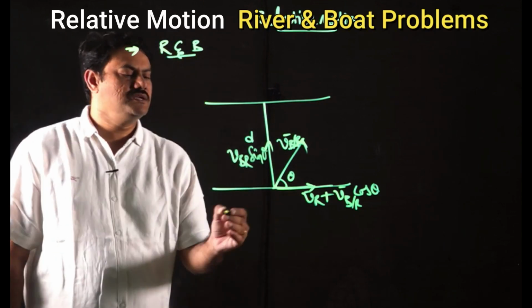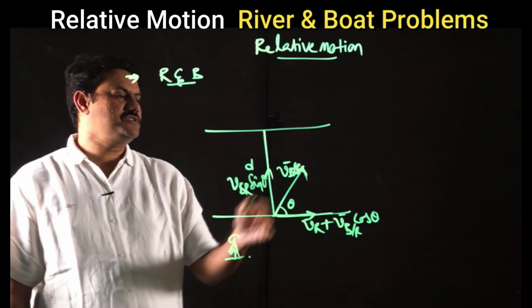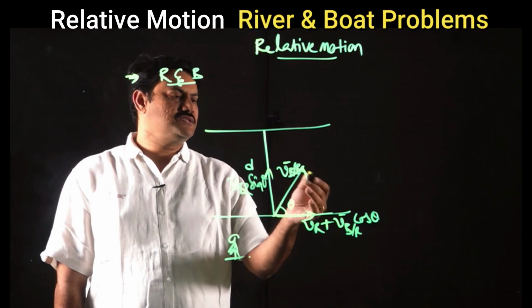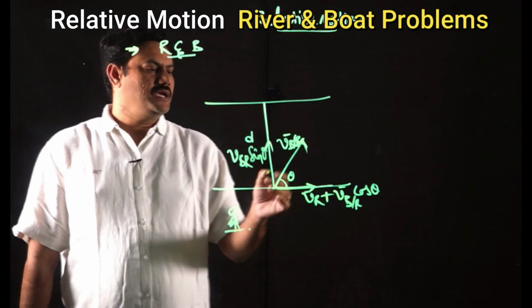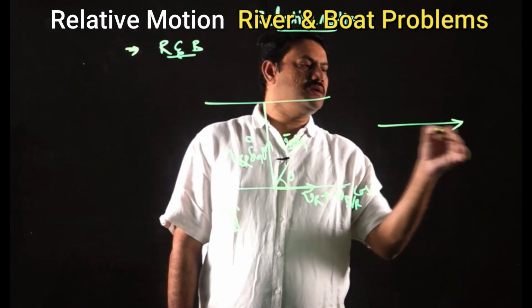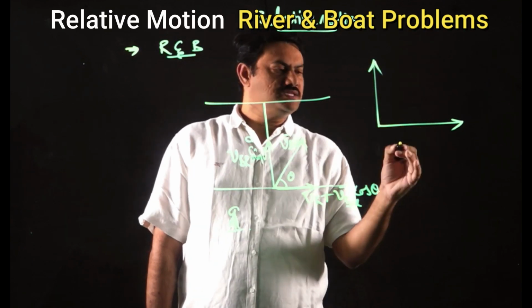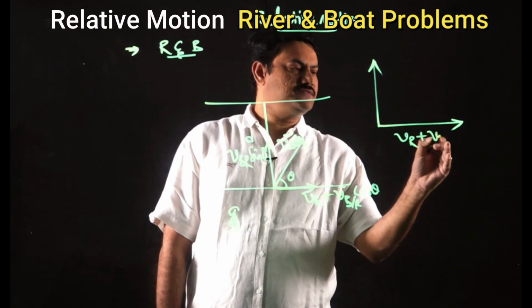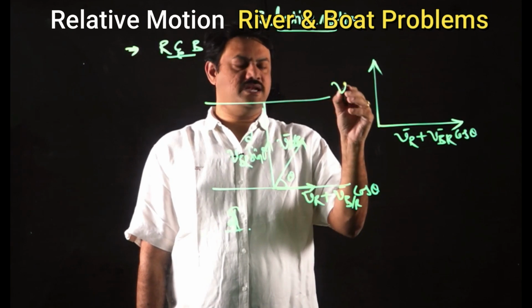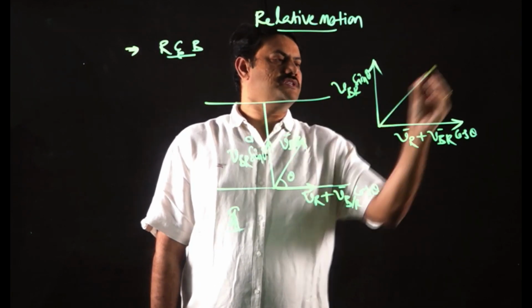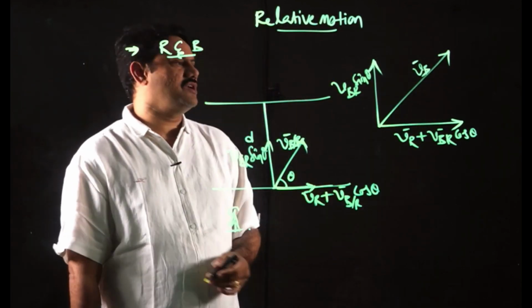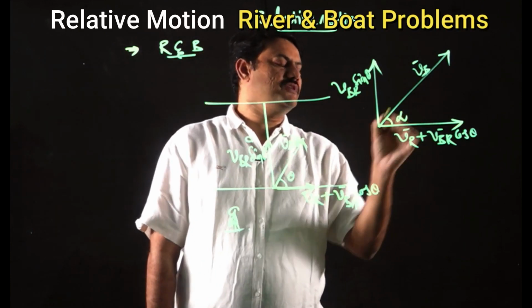So you want to calculate the resultant. Suppose a person is on the bank, he observes the motion of the boat, that is the velocity of the boat with respect to the ground. Here, according to the parallelogram law of vectors, along this direction the velocity is Vr plus Vbr cos theta, and along this direction Vbr sin theta. So this is the motion of the boat when the observer is on the ground. Here it makes an angle alpha.